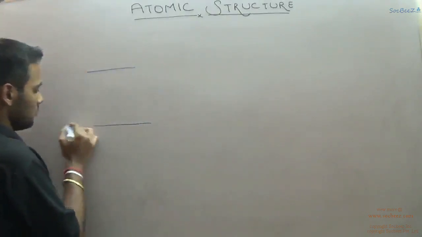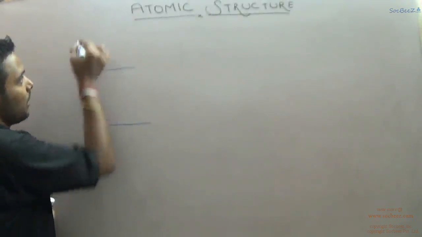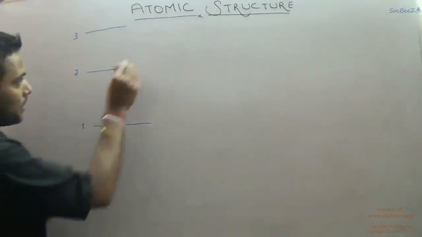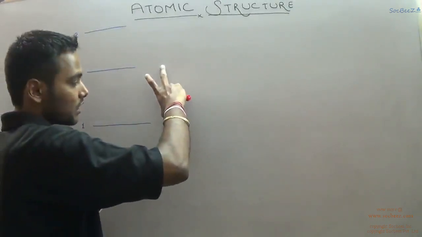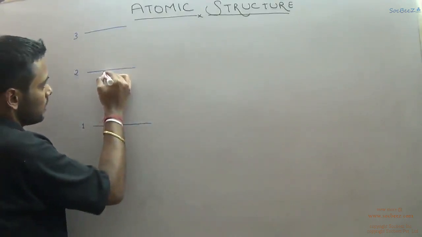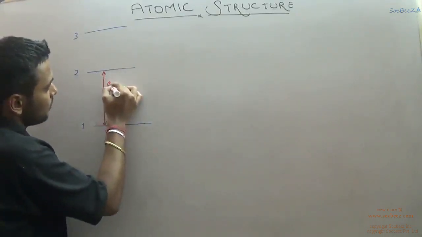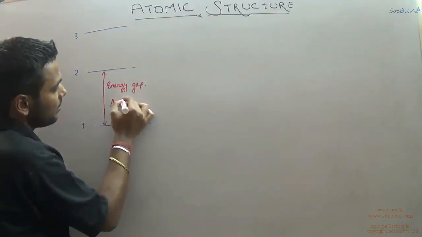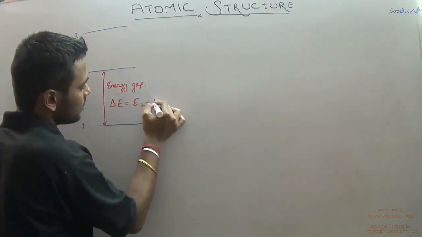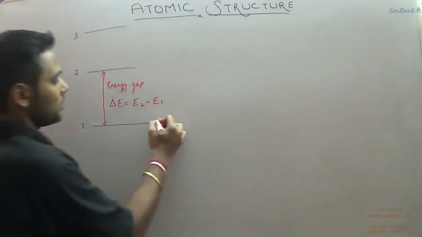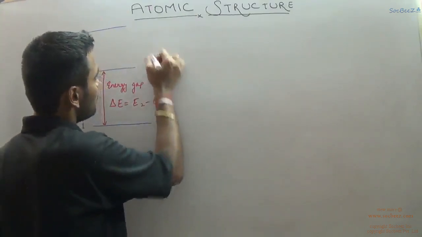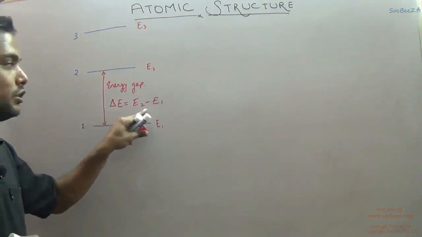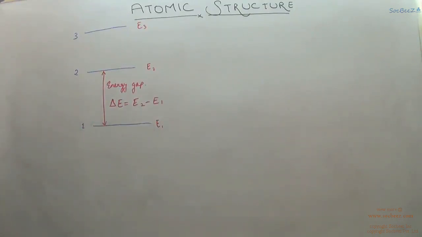Suppose this is level 1, this is level 2, and suppose this is level 3. The gap between the energy levels is known as the energy gap. The energy gap, that is delta E, is E2 minus E1. Suppose the energy of this level is E1, the energy of this level is E2, and the energy of this level is E3. So this energy gap delta E is E2 minus E1.